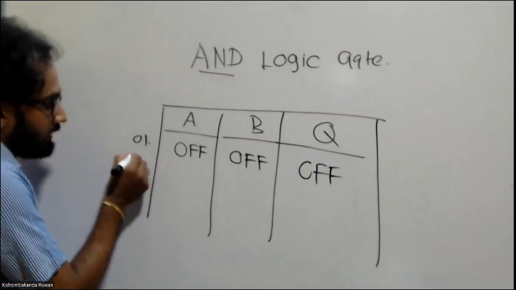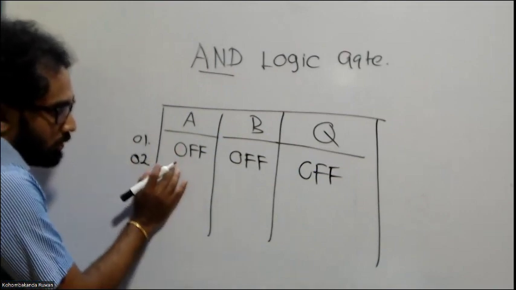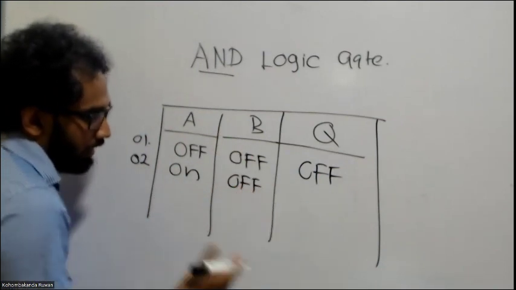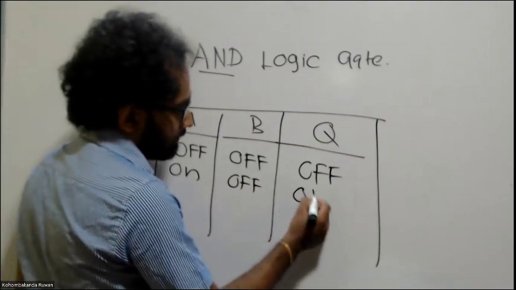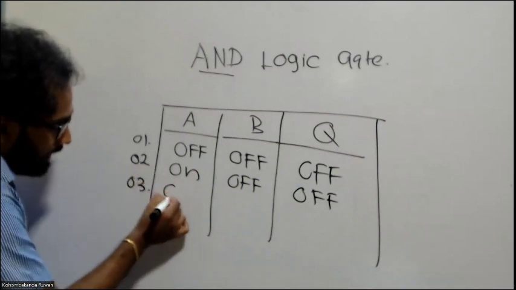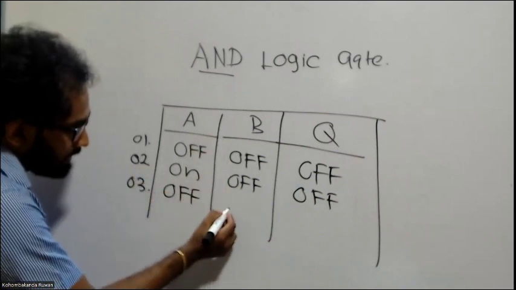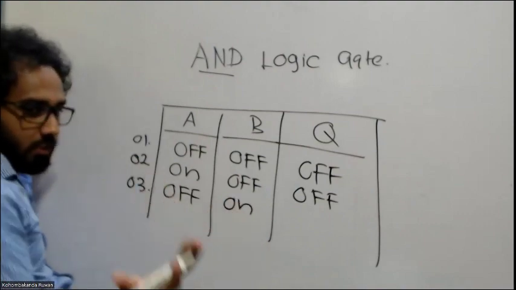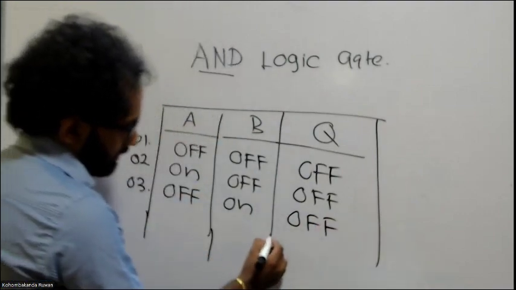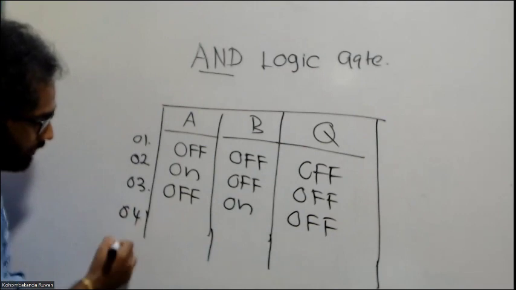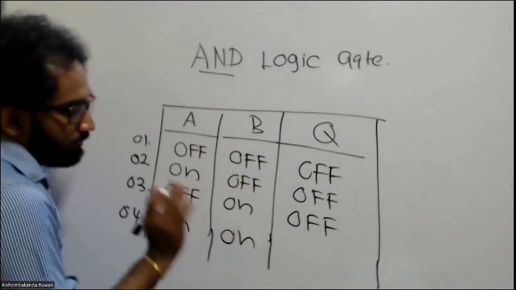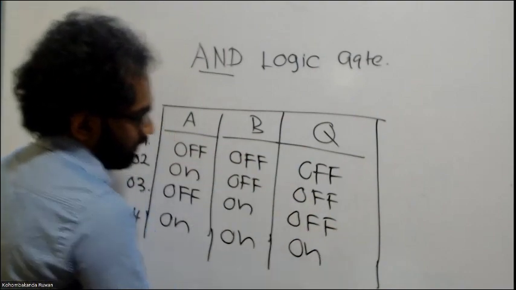Next, this is the second scenario. Switch A is on, switch B is off. What is the result? Off. This is the third scenario. A is off, B is on. What is the result? Off. The final scenario is where A is on and B is on. On. That means the switch is on.